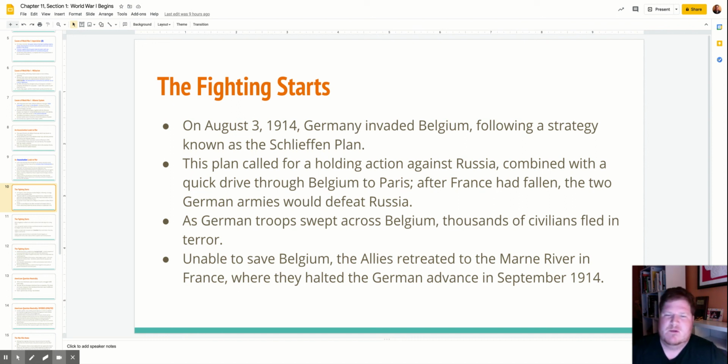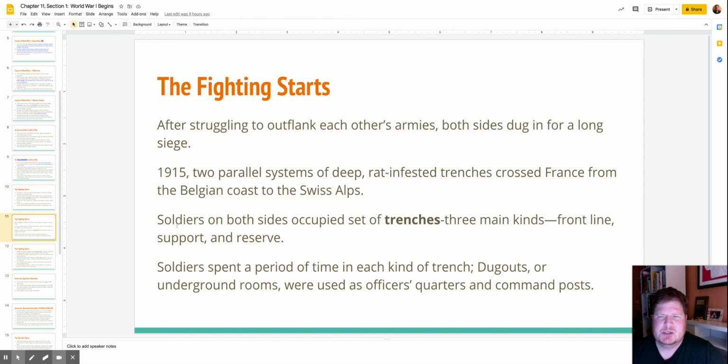This plan was holding action against the Russians, combined with a quick drive through Belgium to Paris. Then eventually we see France had fallen to two German armies, which would eventually defeat Russia. So they're sweeping across Belgium. Civilians are fleeing. We're seeing the Allies unable to save Belgium. The Allies move to the Marne River in France, where they halted the German advance in September 1914, which creates what is known as trench warfare.